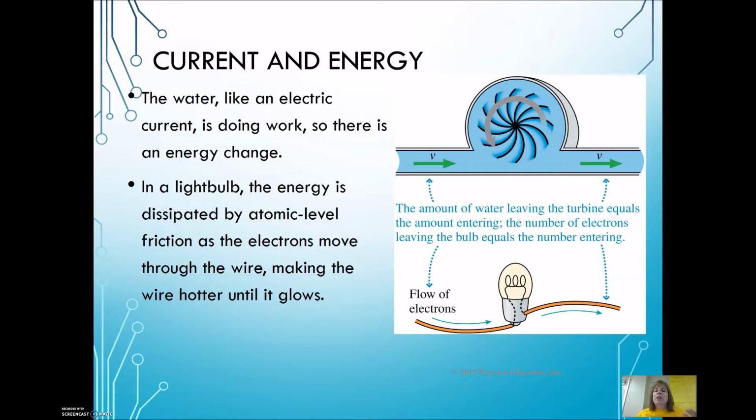What happens when current goes through a filament in a light bulb? I have friction, right? As those electrons try to get through all those atoms, that creates friction, which creates heat. And the wire gets so hot, these filaments have so much resistance that it starts to glow. Now, that means that energy gets lost in terms of thermal energy from the system. But it's not that the electrons are being destroyed, and it's not that we're losing energy to the whole world, right? It's just being transferred out into the environment.